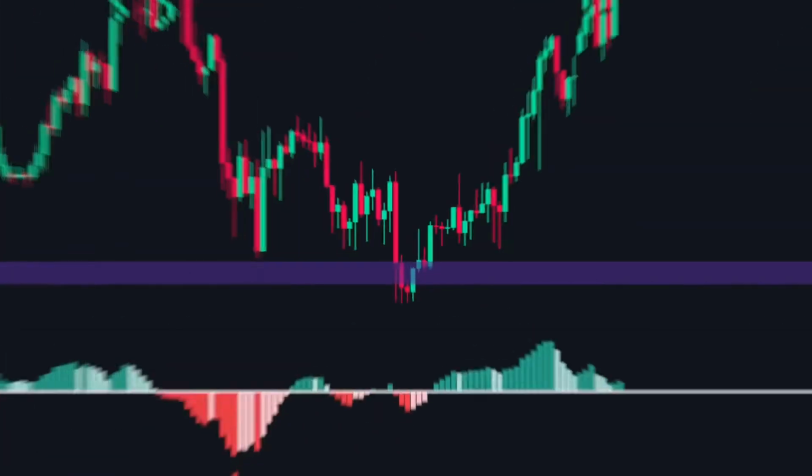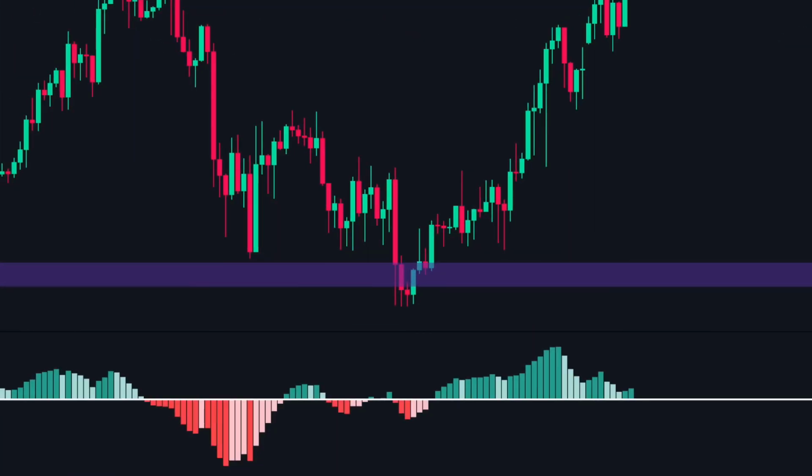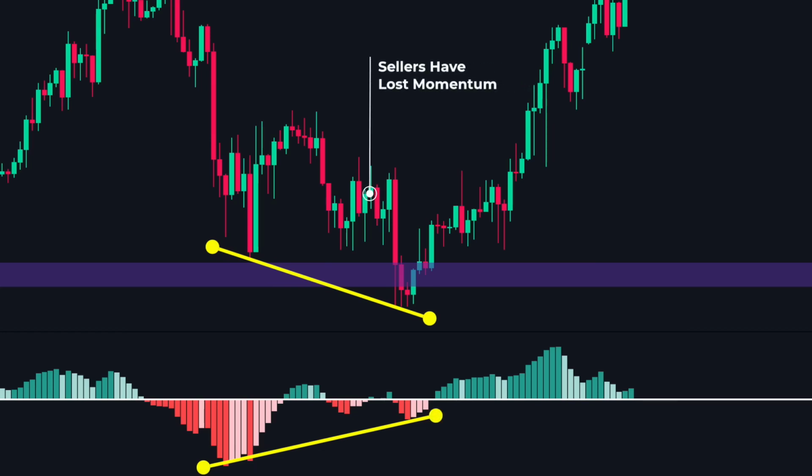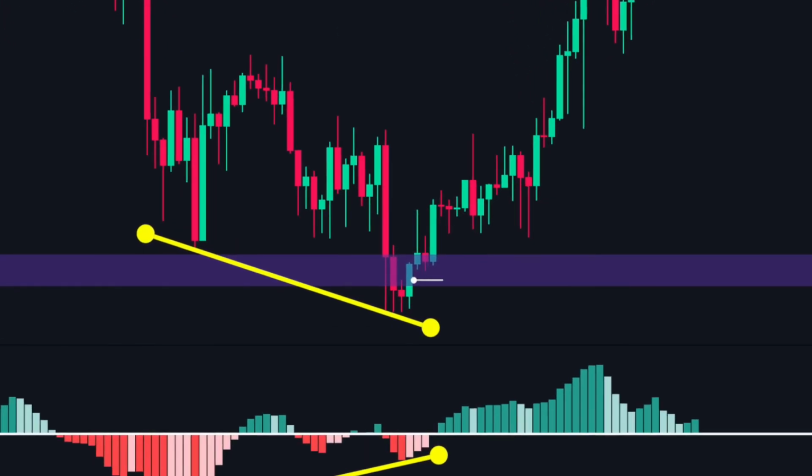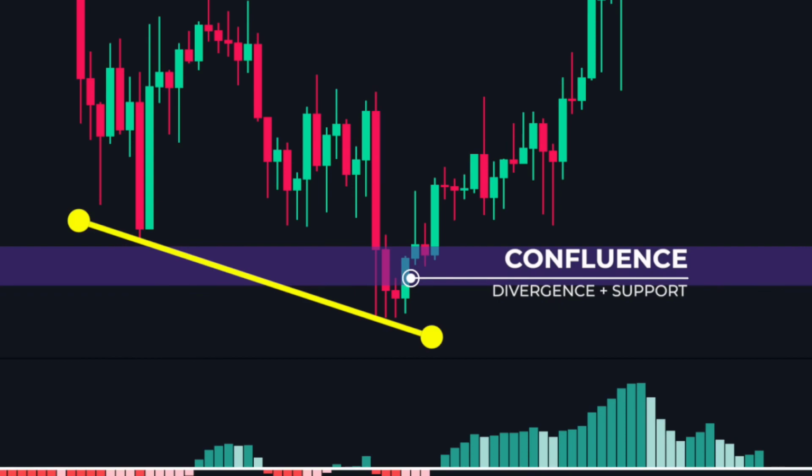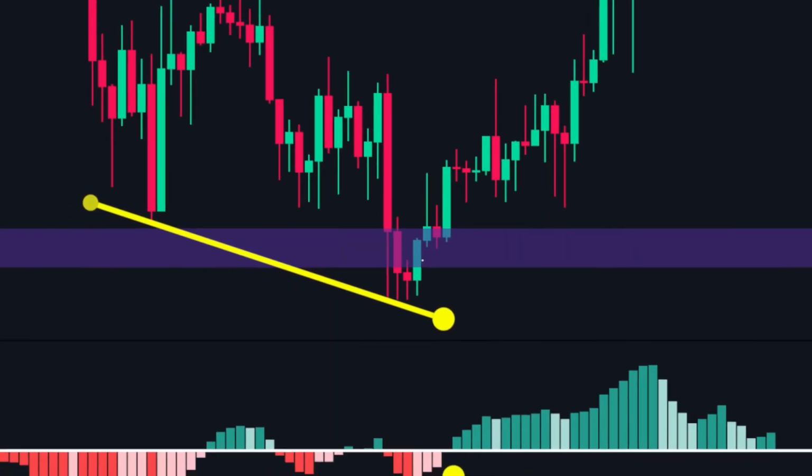So we switch to a 1-hour time frame and look for a bullish divergence. The price makes a lower low coming into the support zone. But on the MACD, we see a higher low. This is a clear and obvious divergence. It shows us that the sellers have lost their strength and momentum in this down move. So we identify this as a high probability trade setup.